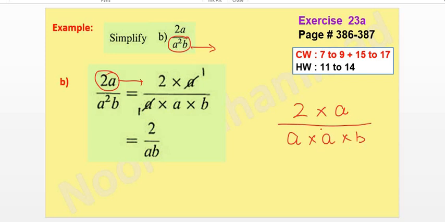Now let's see what we can cancel out. We can cancel this a with this a. What is left in the numerator? Only 2 is left in the numerator. What is left in the denominator? It's a and b. Okay, let's start the questions from the book.